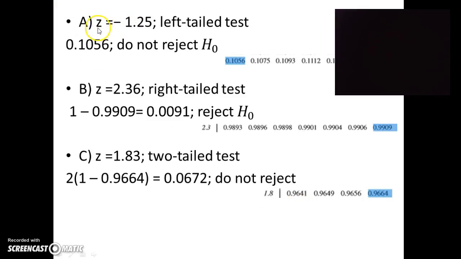If we have z equals -1.25, and it's a left-tailed test, we do not reject the null because the p-value is going to be 0.1056. If z is 2.36, and it's a right-tailed test, we reject the null because this is what we get. And when z is 1.83, and it's a two-tailed test, again we do not reject. This is the value that we have.